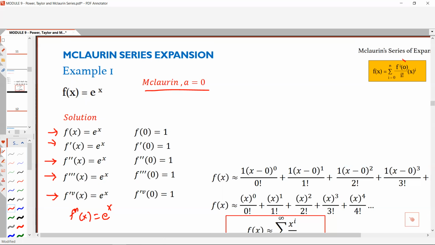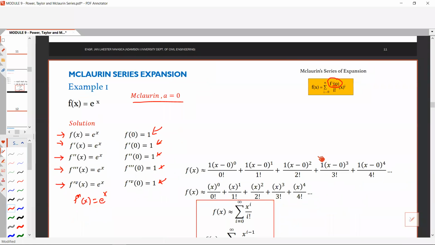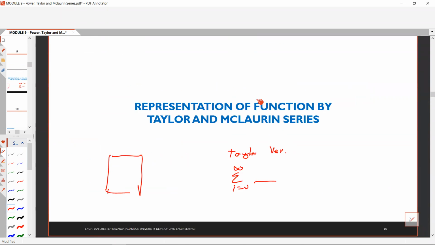Ito, derivative of f of 0. Okay? I-substitute mo yung 0. Okay, therefore, f of 0, e raised to 0 is 1. Okay, f prime of 0, that is 1 again. Okay, 1. Okay, so puro 1 to. Okay? So, if we expand that Mclaurin series, okay, balik tayo dun sa Mclaurin series.